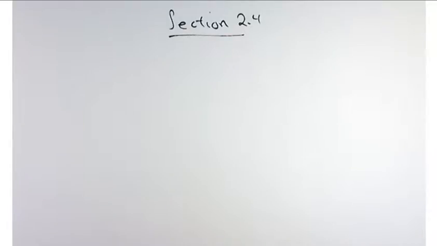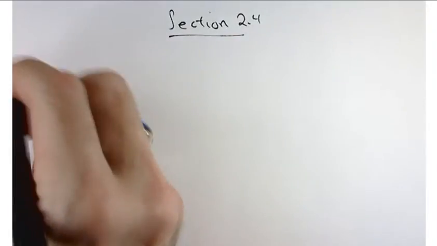Section 2.4 is going to discuss lots of different formulas, and the idea in this section is to solve the equation for a specified variable. So meaning you want to get a certain letter in a formula or equation by itself. So we'll start with problem number 38.